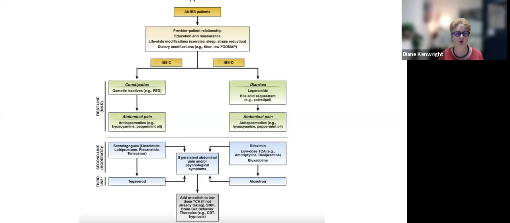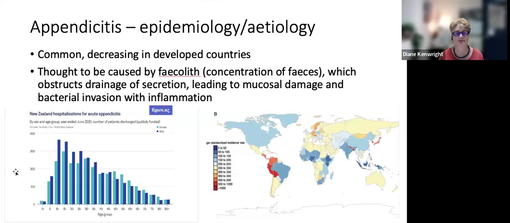Let's move on and talk about appendicitis. We've all seen patients with appendicitis, but you can see here that appendicitis strangely has a very wide distribution in incidence rate. We're here, yes, we are on the map, kind of in the middle for appendicitis. It's a disease that peaks in young people, but can occur at any age.